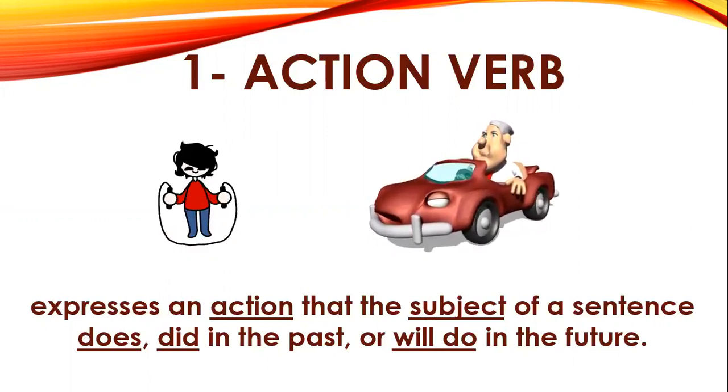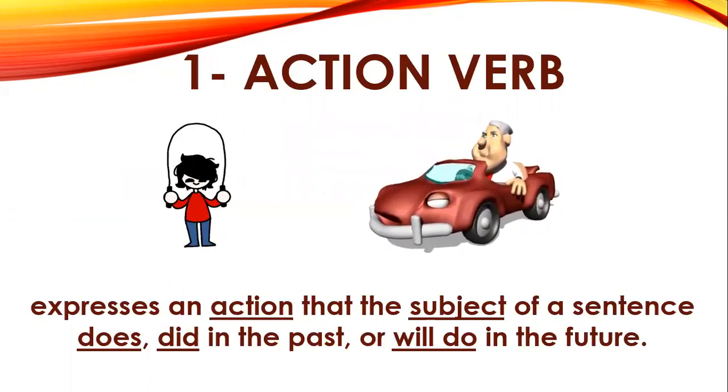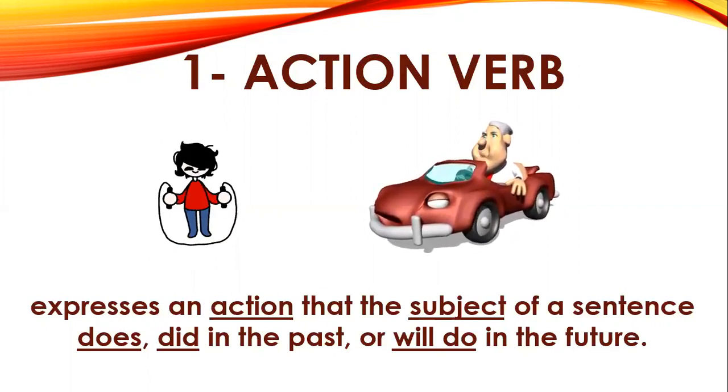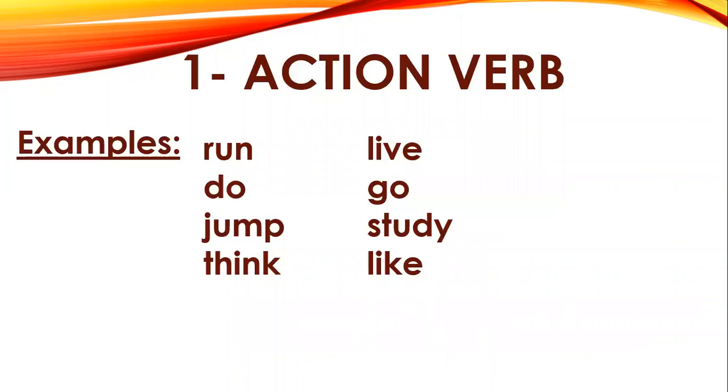So the action verb expresses an action that the subject of a sentence does, did in the past, or will do in the future. So verbs can be in the present, in the past, or in the future. Examples on action verbs: run, live, do, go, jump, study, think, and like. Peter likes eggs. Likes is the action verb.